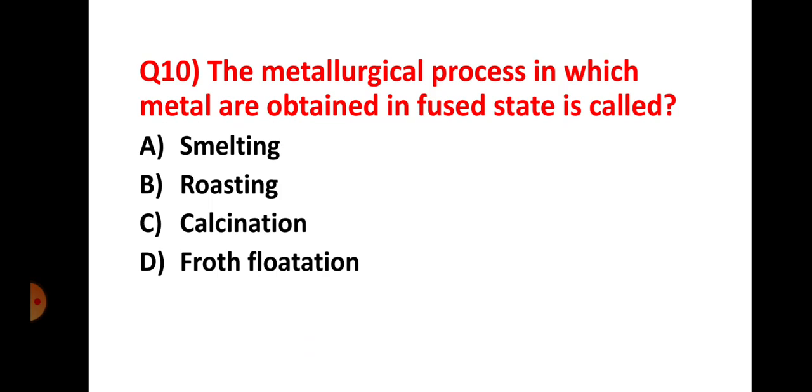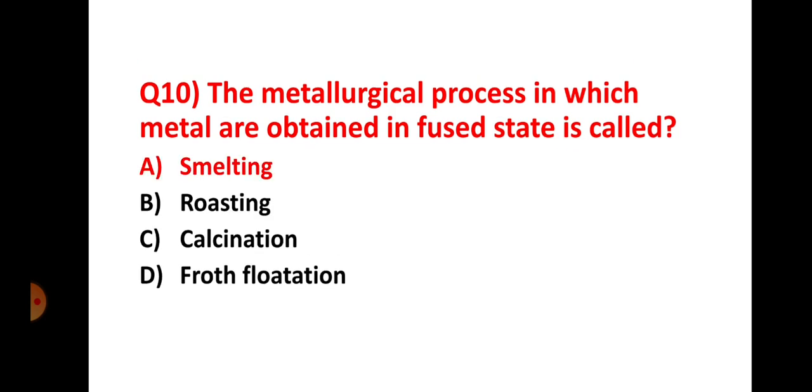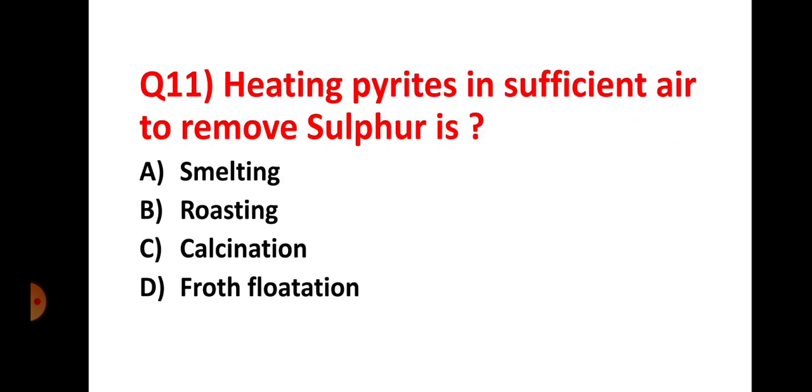The metallurgic process in which metal are obtained in a fused state is called smelting. Smelting, option choice A. Now let's move to question number 11.